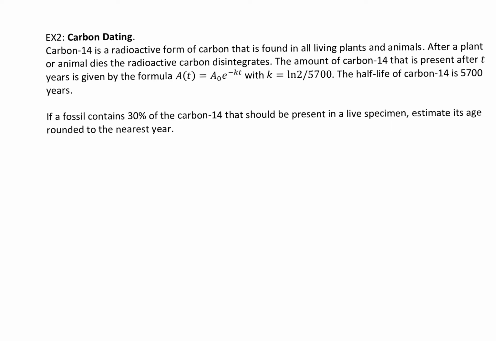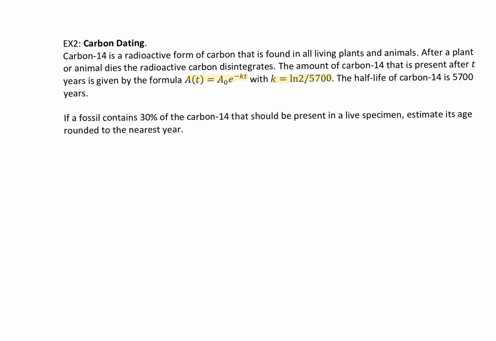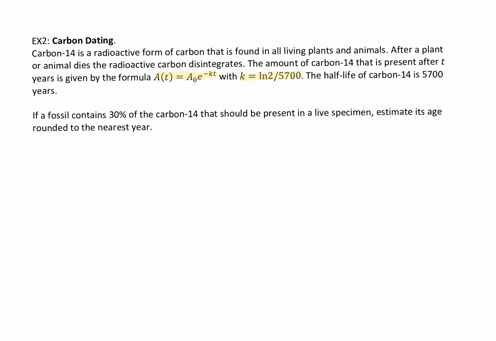So the amount of carbon-14 that is present after t years is given by this formula here, which would be our A of t equal to A sub 0 e to the negative kt. So it's a decay formula. And here we're told that k is equal to natural log of 2 over 5,700. So we have our k value. And where that k value comes from is that the half-life of carbon-14 is 5,700 years.